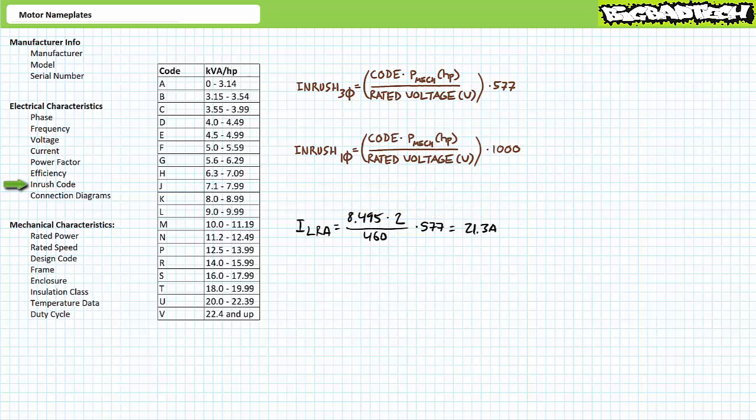Code K represents a constant of 8 to 8.99. So let's aim for center of mass and say it's 8.495. Substituting this value, the mechanical power and horsepower, and the rated voltage into the equation demonstrates we would expect to see an inrush of 21.3 amps in the high voltage configuration. Again, luckily inrush doesn't last for long, but you've definitely got to take a 21.3 amp surge into account.